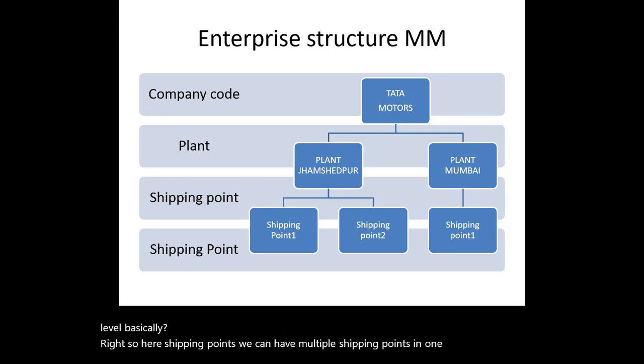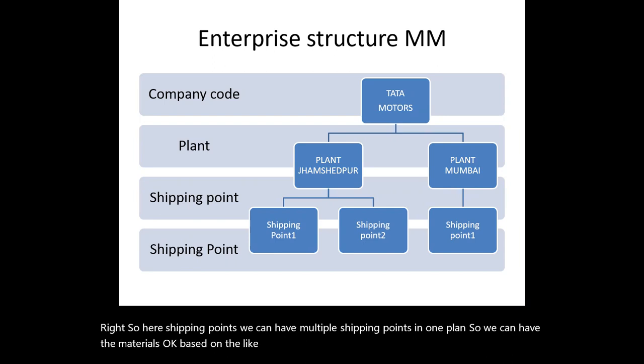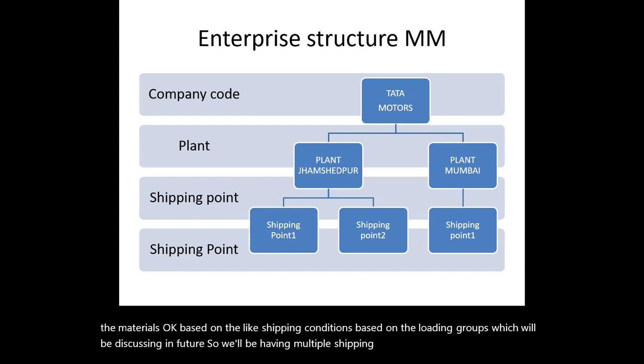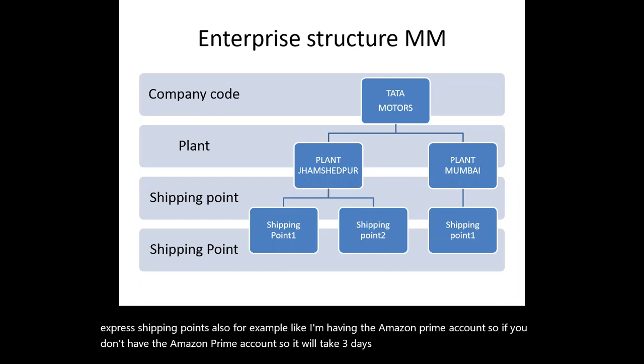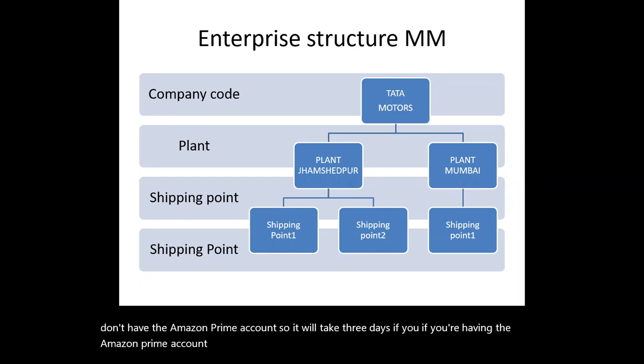We can have them based on the materials, based on the shipping conditions, based on the loading groups, which we'll be discussing in future. So we'll be having multiple shipping points. We can have express shipping points also. For example, I have an Amazon Prime account. If you don't have an Amazon Prime account, it will take 3 days. If you have an Amazon Prime account, then it will be shipped immediately without charges, right? So that is express delivery. We'll have the express shipping point the same way.